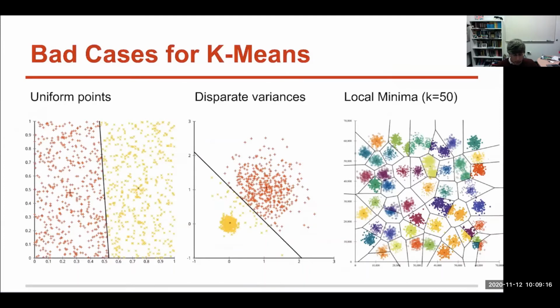One is, what if we have two clusters and we were given uniformly selected points? There really isn't a good clustering here. But k-means will happily put the two points someplace to divide it.